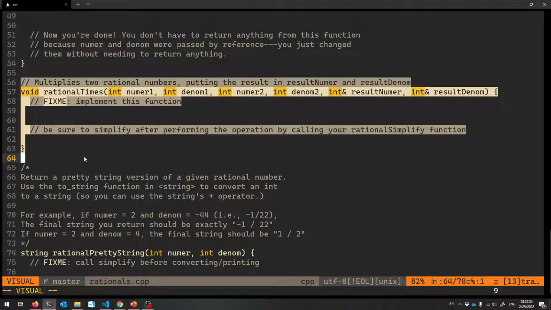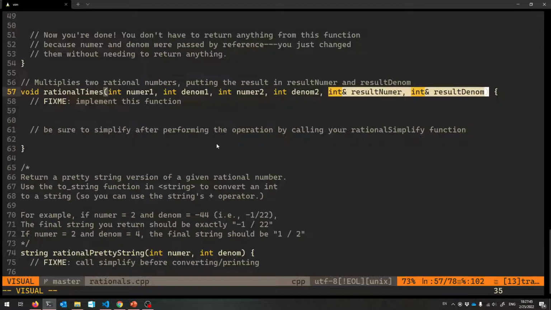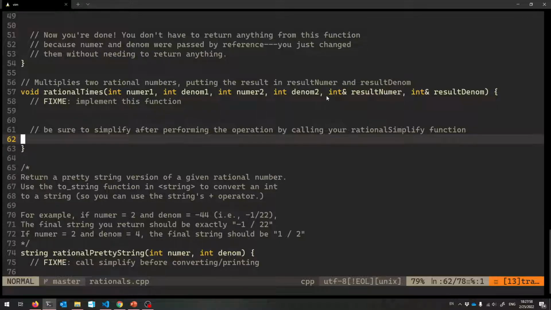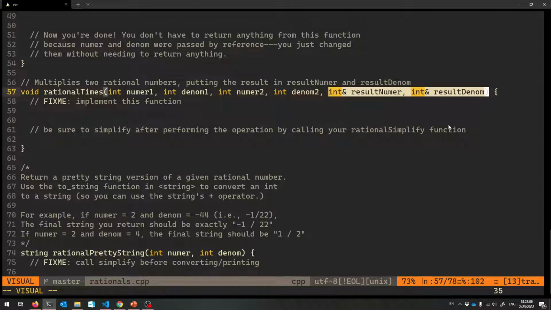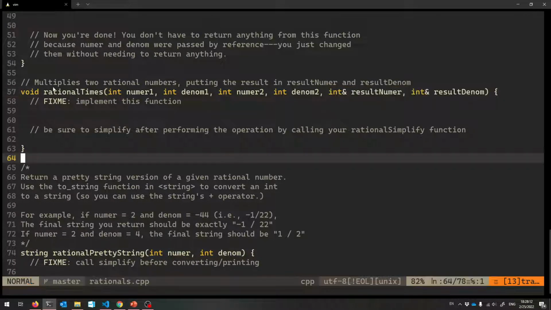The other main function that you'll be working on is rational times. So you're getting two fractions, this one and this one, and you're multiplying them together, putting them in the result. Okay? So you'll just implement that. Remember that if you're doing A over B times C over D, the result is AC over BD, right? That's how you multiply fractions. And so that's your result. That's what you'll put in result numer and result denom. But I also want you to simplify before you finish this function. So make sure to simplify after you do that multiplication, because most likely you'll have some things that can cancel out from here. Okay, so that's rational times.